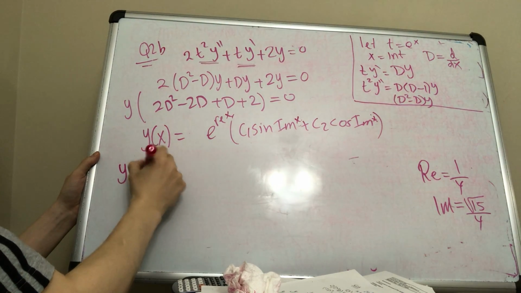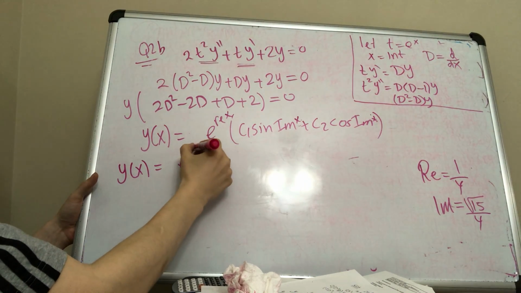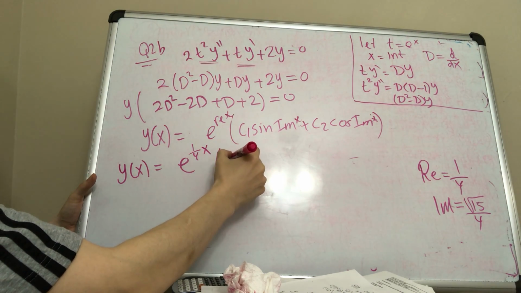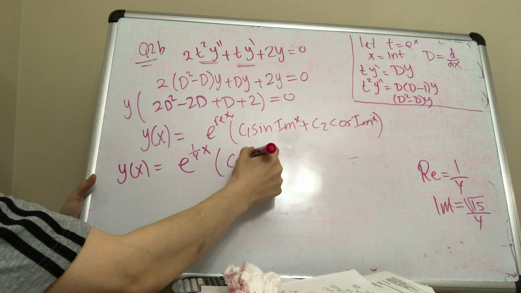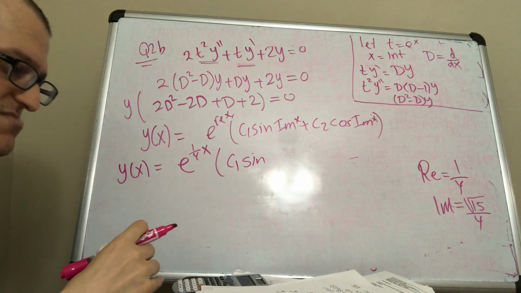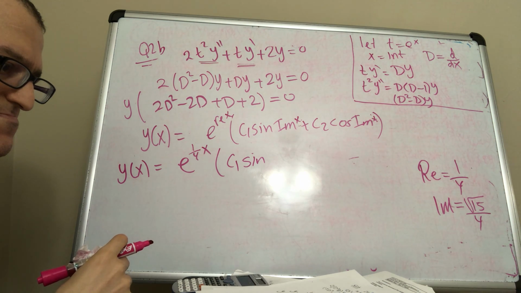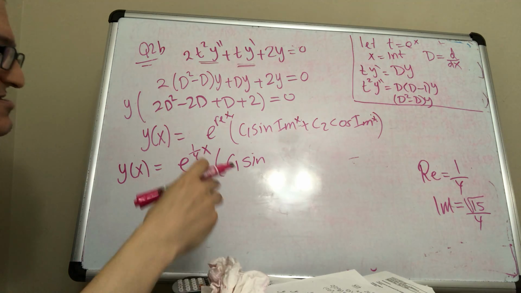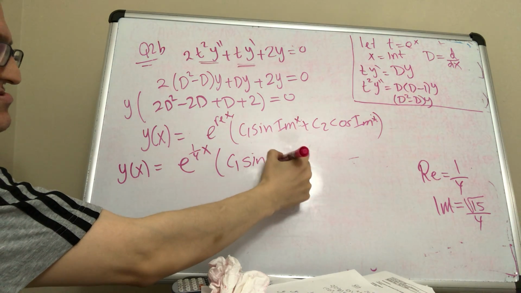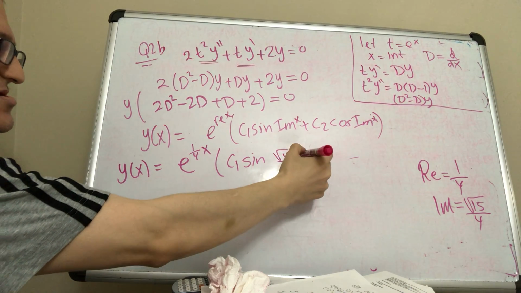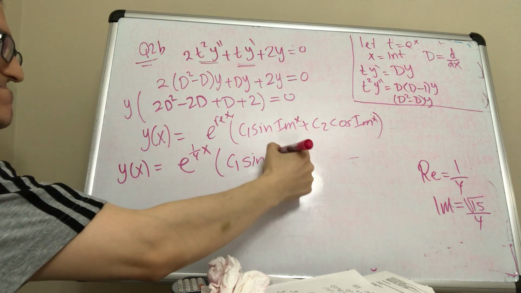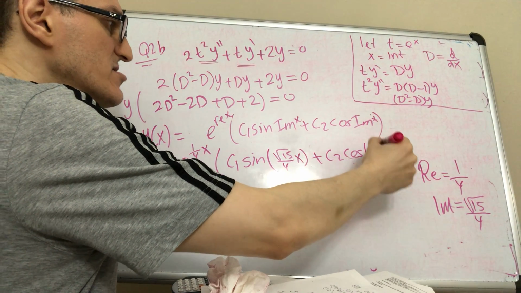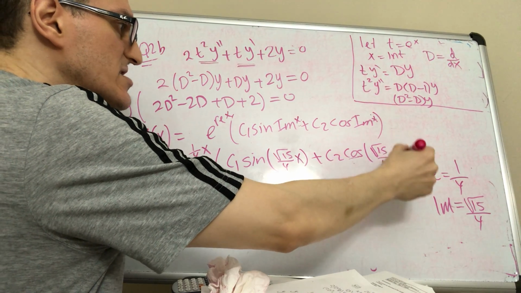So, your real number is 1 over 4 times x. C1 sine imaginary number, which is root 15 over 4 x, plus c2 cosine root 15 over 4 x.